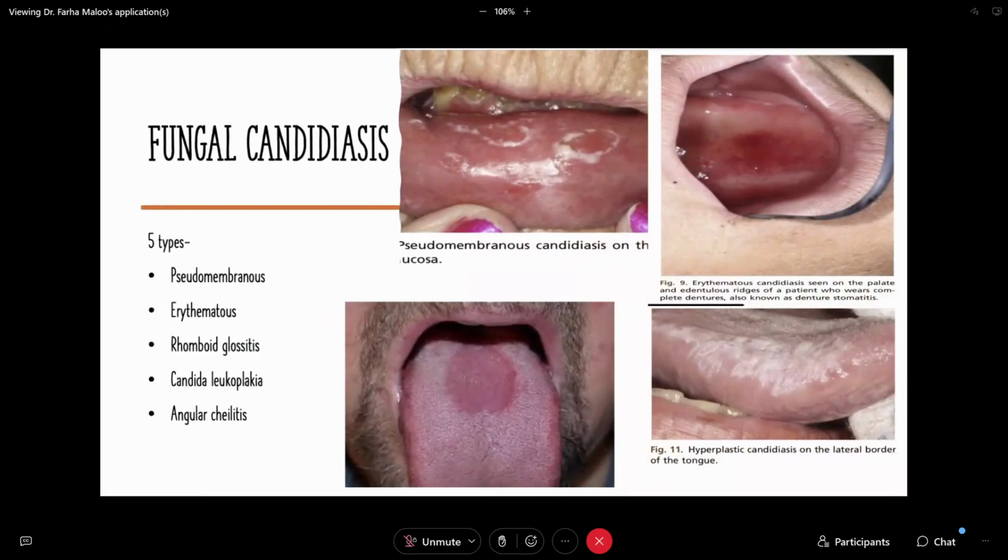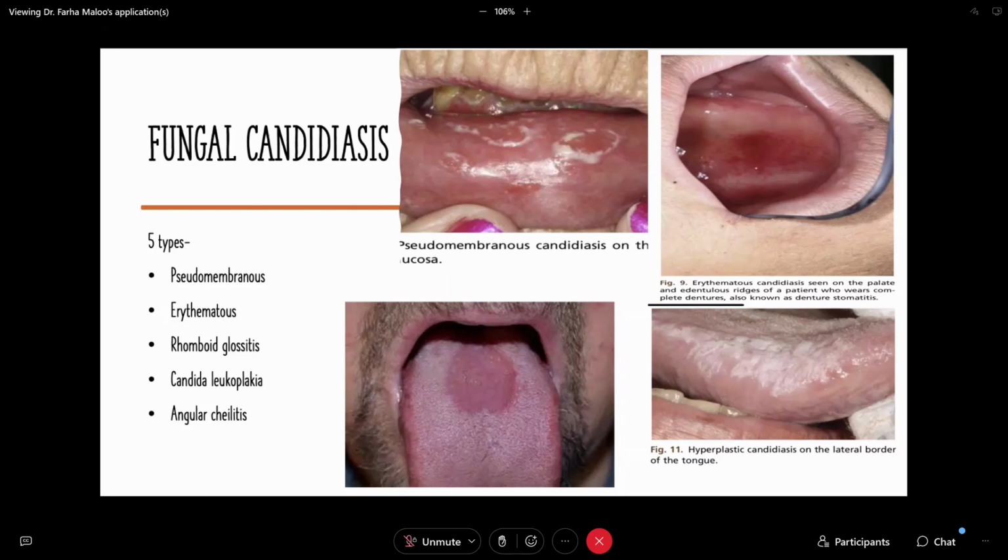Now, we will be looking at various infectious diseases. The most common infectious disease occurring in the oral cavity would be fungal candidiasis. Immune dysregulation or immunosuppressive medications predispose patients to Candida albicans infection in the oral cavity.